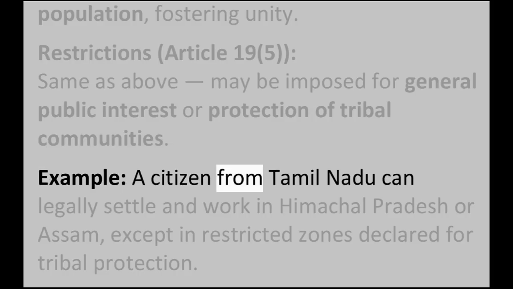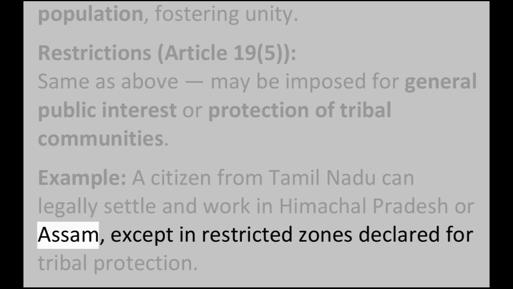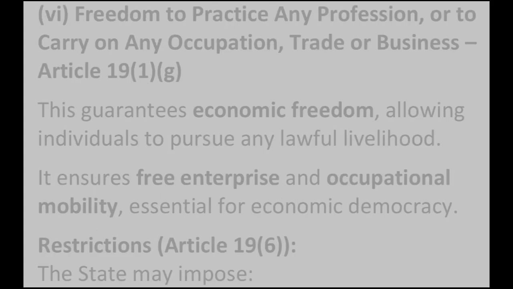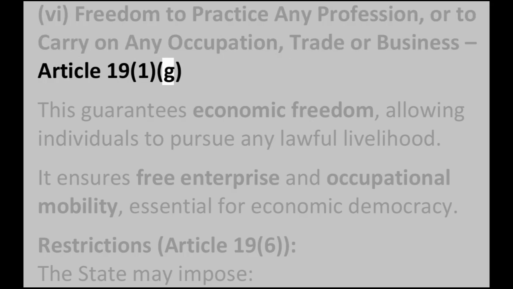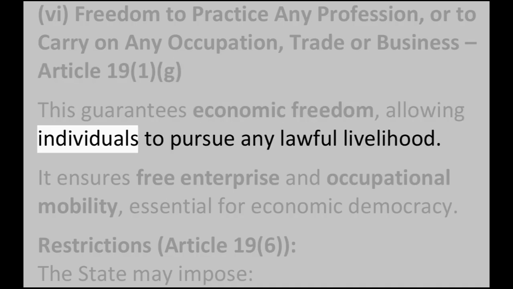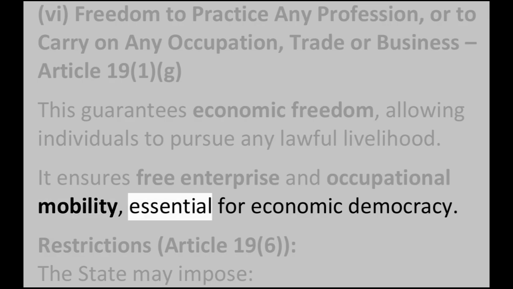Example: a citizen from Tamil Nadu can legally settle and work in Himachal Pradesh or Assam, except in restricted zones declared for tribal protection. 6. Freedom to practice any profession or to carry on any occupation, trade or business, Article 19(1)(g). This guarantees economic freedom, allowing individuals to pursue any lawful livelihood. It ensures free enterprise and occupational mobility, essential for economic democracy.